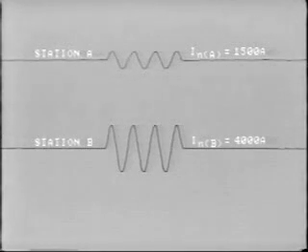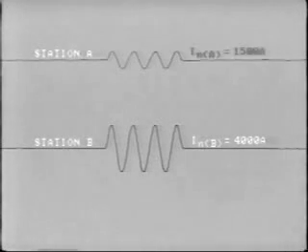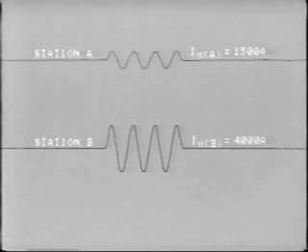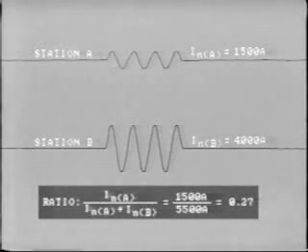For this particular fault, INA is 1,500 amps, while INB is 4,000 amps. Our fault current ratio is 1,500 divided by 5,500. This works out to be 0.27.